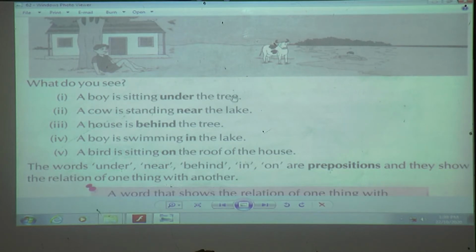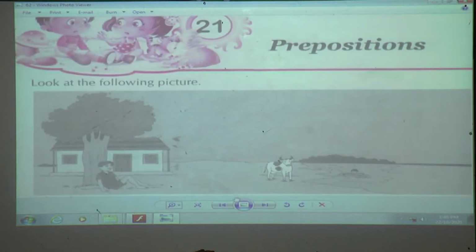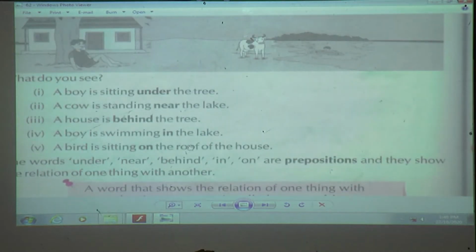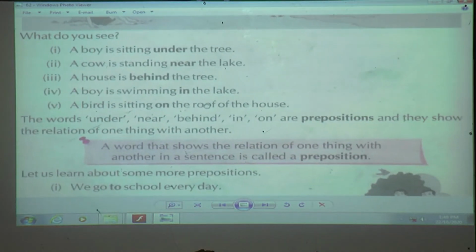So, what are we going to learn today? Yes, we are going to study prepositions. Today's lesson name is prepositions, lesson number 21. I hope you have understood what we are going to learn today. So, what is the definition? A word that shows the relation of one thing with another in a sentence is called a preposition.